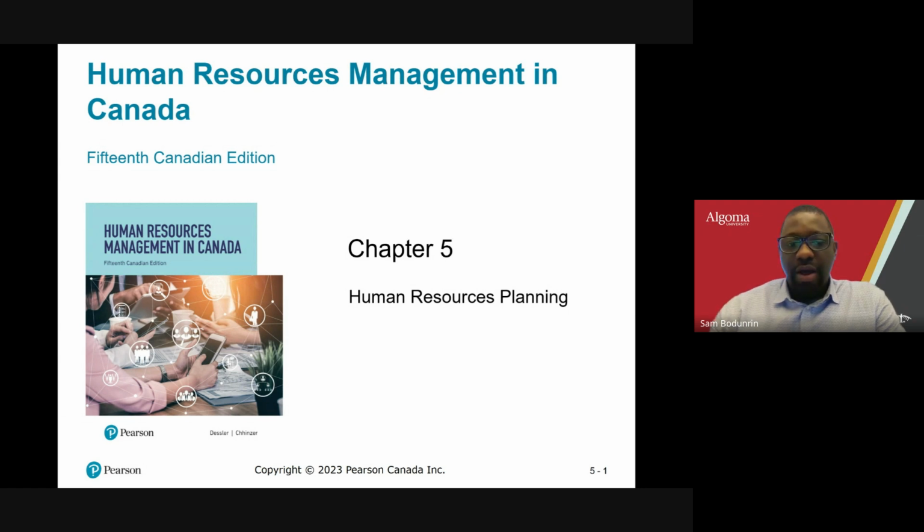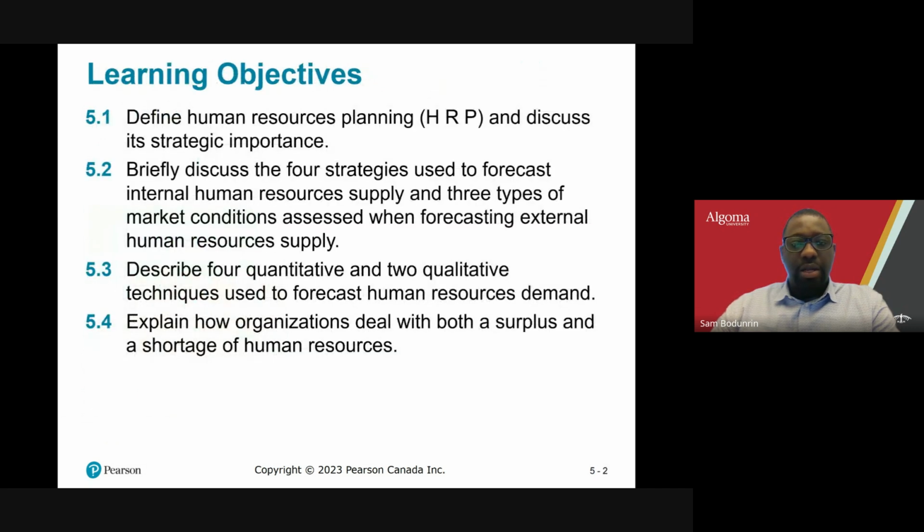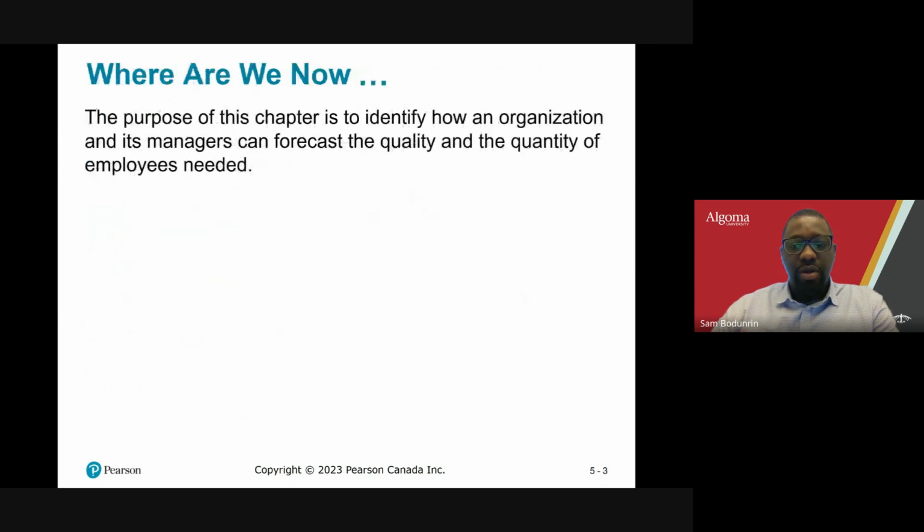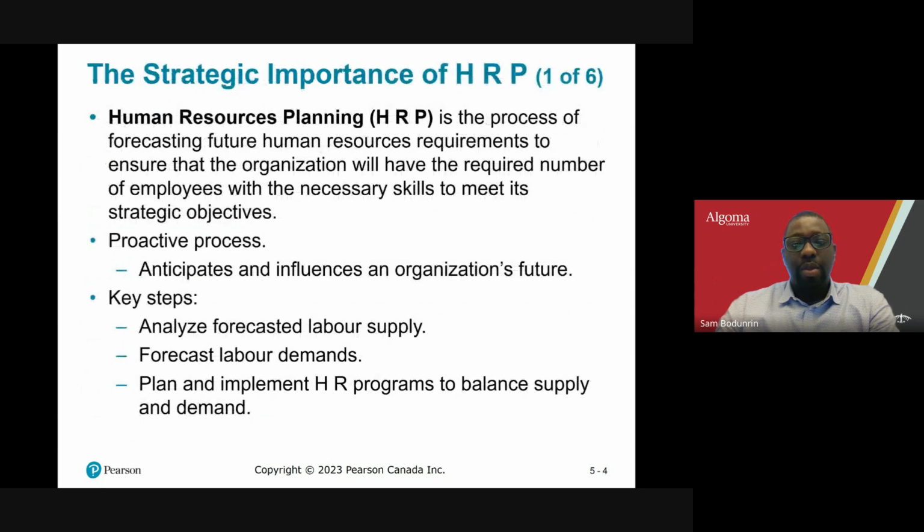Welcome back to chapter 5 of our topic, human resources planning. The learning objectives are what you're seeing on the screen. The purpose of this chapter is to identify how an organization and its managers can forecast the quality and quantity of employees needed in an organization.